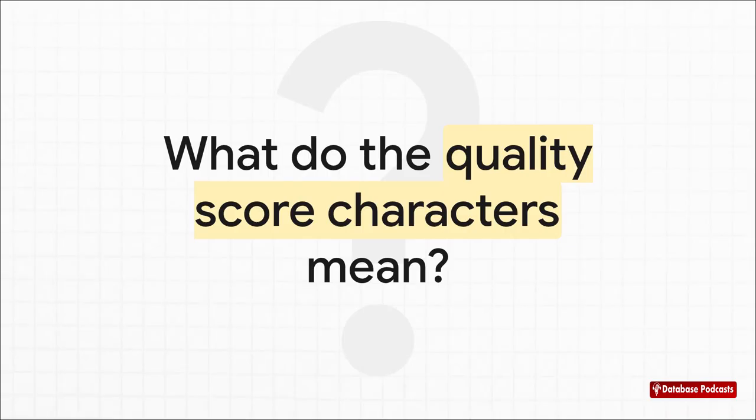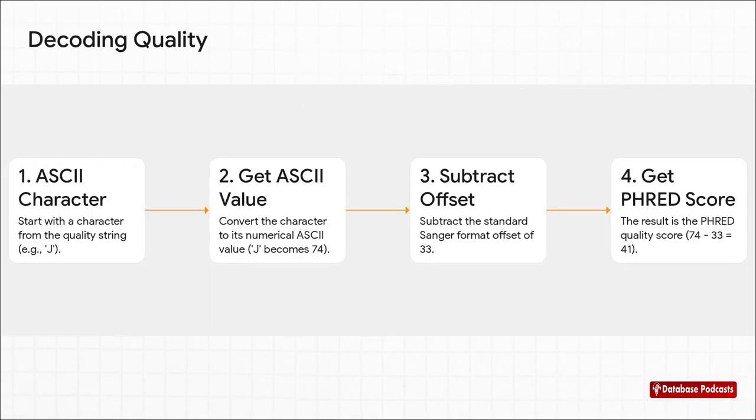Right, that 4th line. It looks a bit like someone just smashed their keyboard, doesn't it? What on earth could those characters possibly mean? They look random, but each one is a precise, coded piece of information. So how do we decode it? It's actually a pretty clever encoding system. Here's how it works. You take a character from that quality string, let's use a capital J as an example. You find its numerical value in the ASCII table.